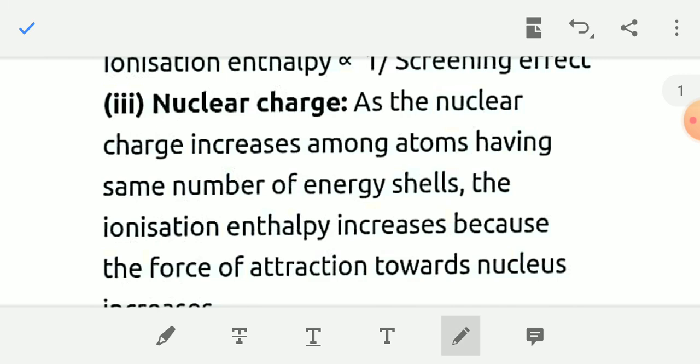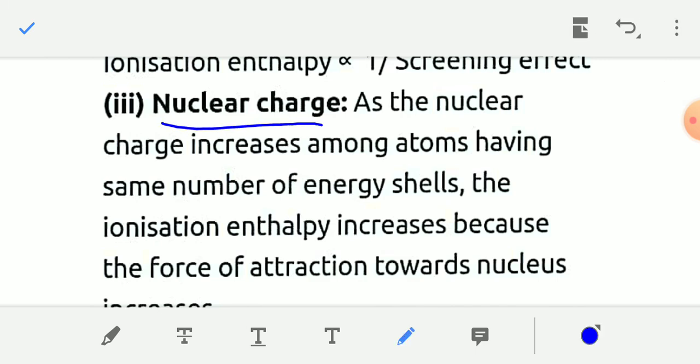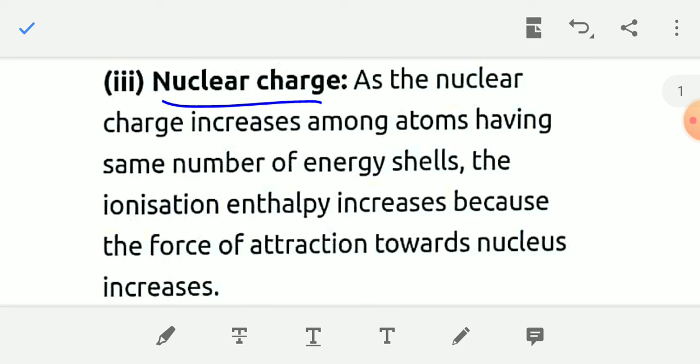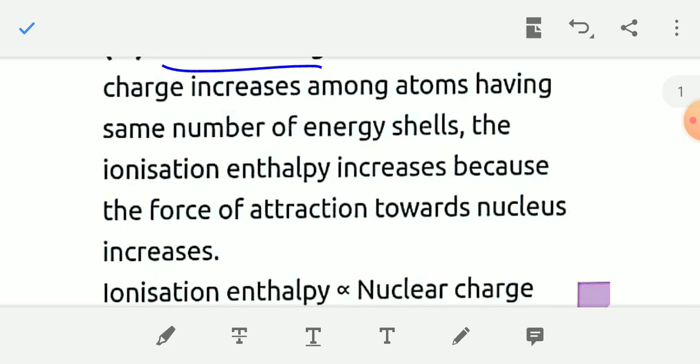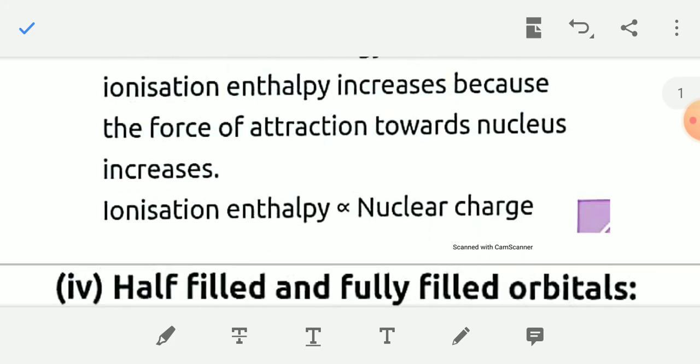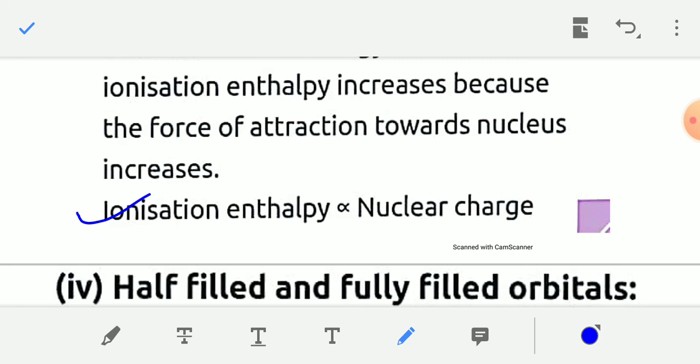Next factor is nuclear charge. As the nuclear charge increases among atoms having the same number of energy shells, the ionization enthalpy increases because with increasing nuclear charge, the force of attraction between the nucleus and valence shell increases. So ionization enthalpy is directly proportional to nuclear charge. Higher the nuclear charge, higher is the ionization enthalpy.